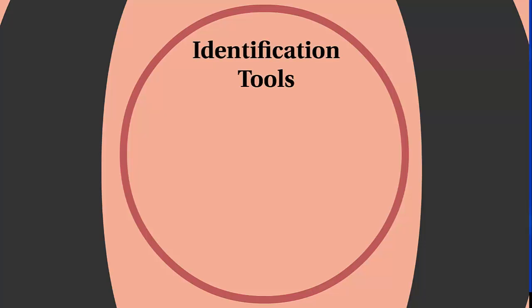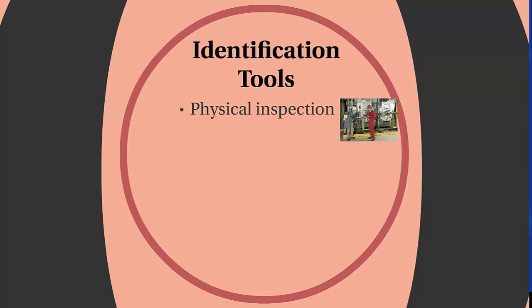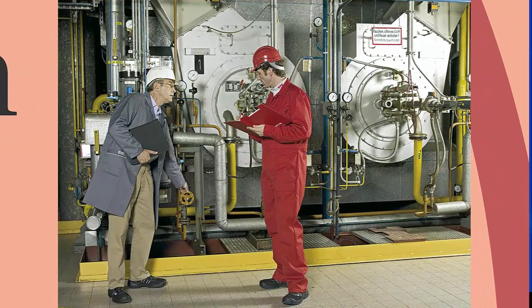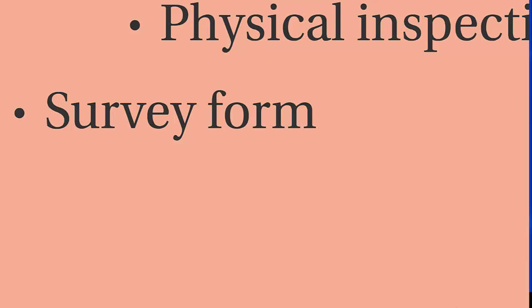In addition to just thinking about the categories of exposure that you have, there are also certain identification tools. First, physical inspection. This is literally someone walking around the premises of a business or organization or building and checking out where risks might exist.